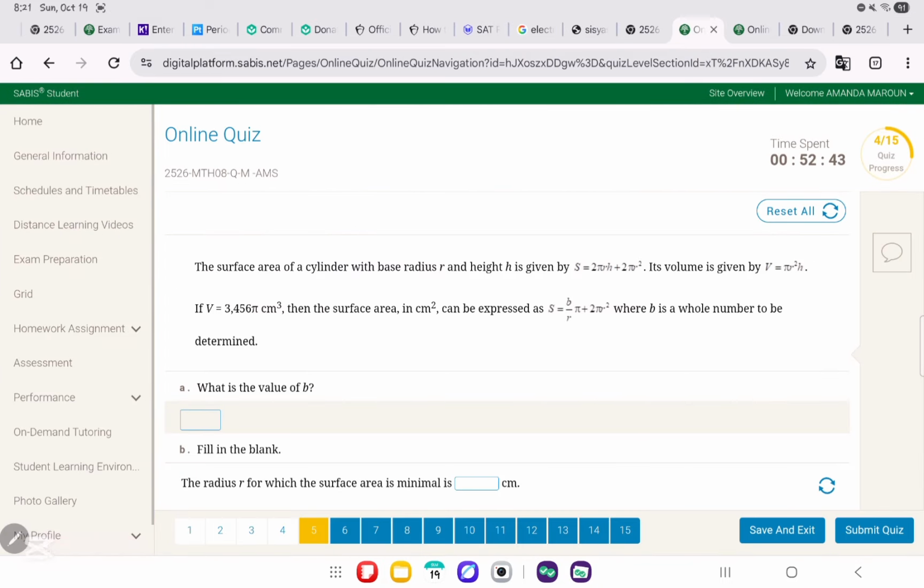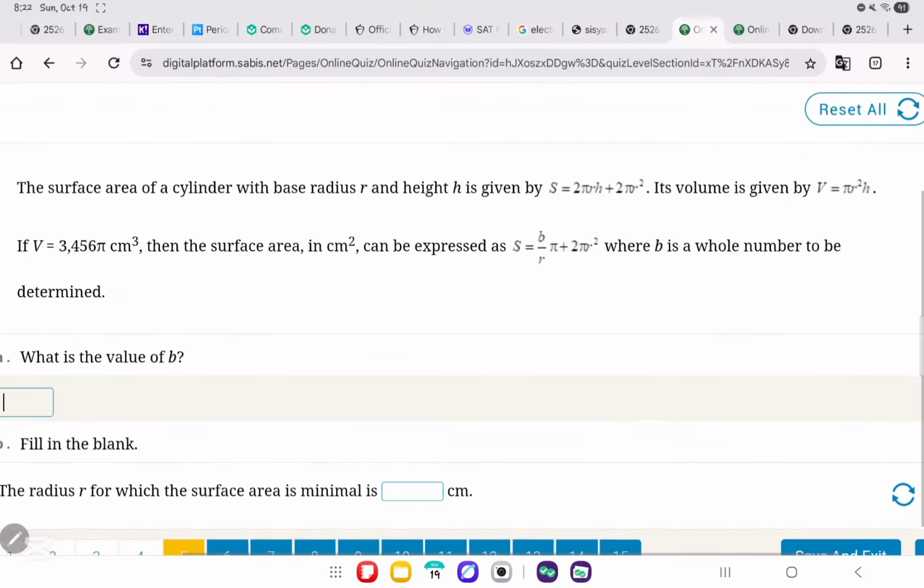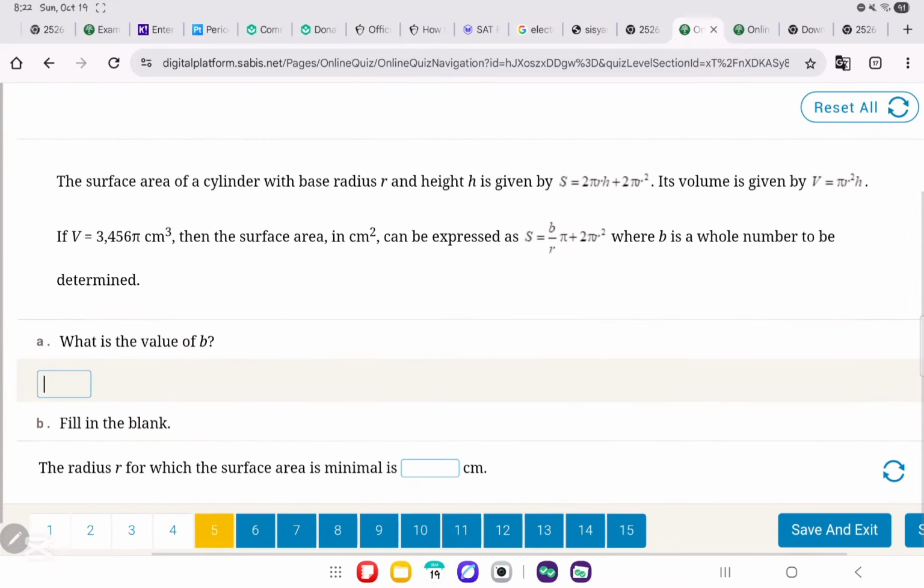So now, question number 5. The surface area of a cylinder with base radius r and height h is given by this. Its volume is given by this. If the volume is 3,456 pi centimeter cubed, then the surface area in centimeter squared can be expressed as this. So very simply, look what we need to do in this scenario. What did they substitute over here? They substituted the height, right? So they kept all of the r's, but the only thing they substituted was the height. So what does this mean? This means we need to find the value of the height h.